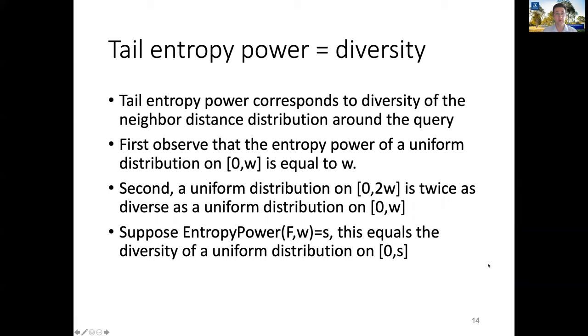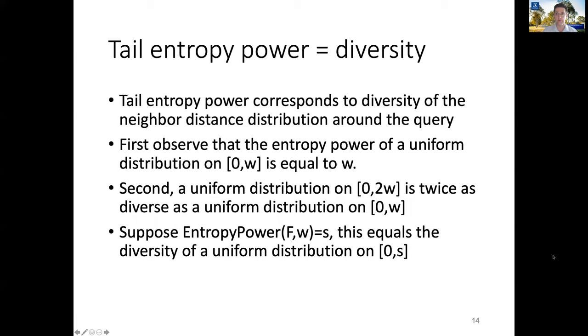You can also think about tail entropy power in terms of diversity. It actually corresponds to the diversity of the distances of neighbors around the query. This follows from the fact that the entropy power of a uniform distribution on the interval 0 to W is just W. You can show this fairly easily. So a uniform distribution on an interval 0 to 2W is going to be twice as diverse as a uniform distribution on 0 to W. In other words, if I randomly select something in the interval 0 to 2W, I'm twice as uncertain about what I'll get as something on interval 0 to W. So if the entropy power equals S, then this is immediately equal to the diversity of a uniform distribution on 0 to S.